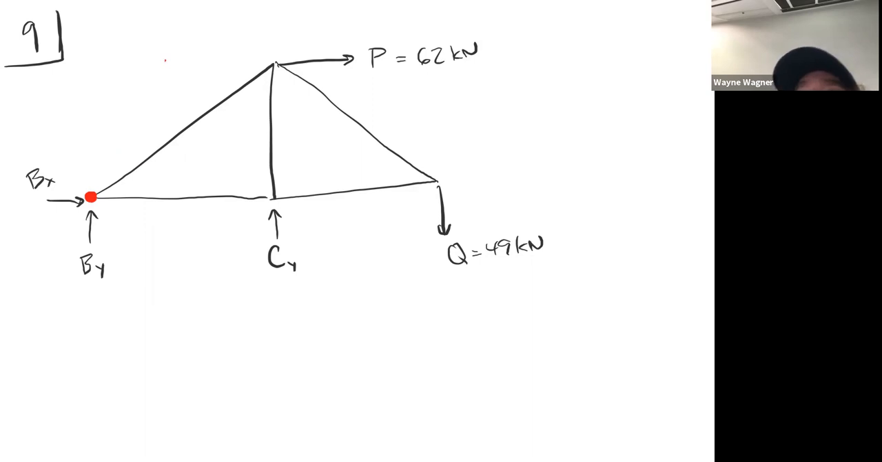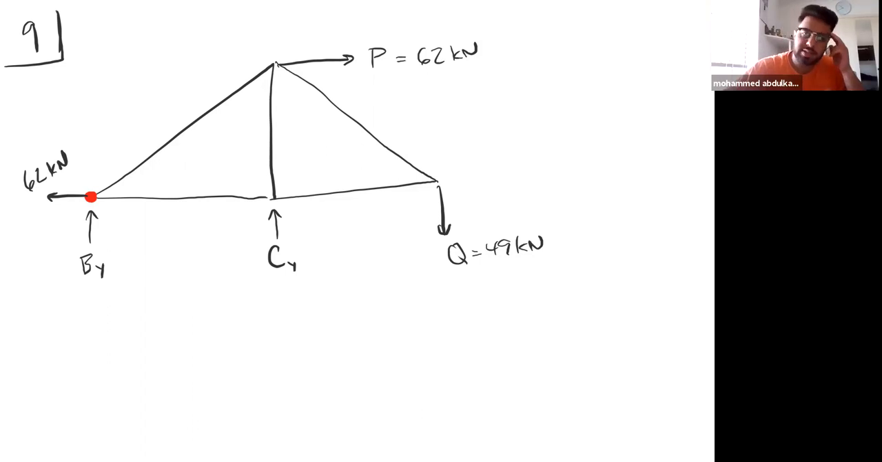Okay, and then BX and BY, well, BX, we know right now without having to do any work. Because if we sum forces in the X on this whole thing, BX has to be the opposite of P. Those are my only forces in the X. So BX is actually going to be the other way, negative 62, so 62 kilonewtons. Hopefully you guys can see that.